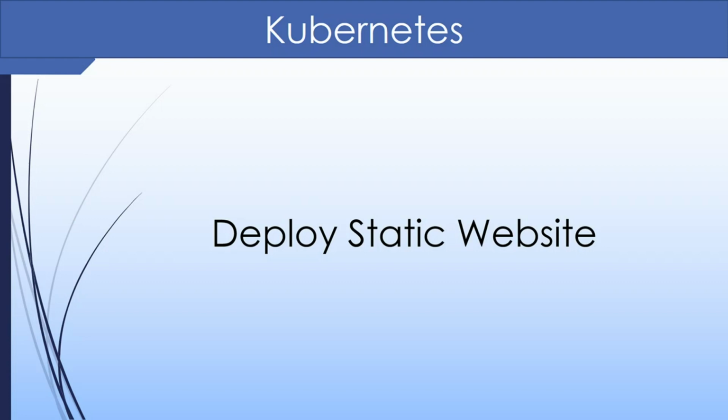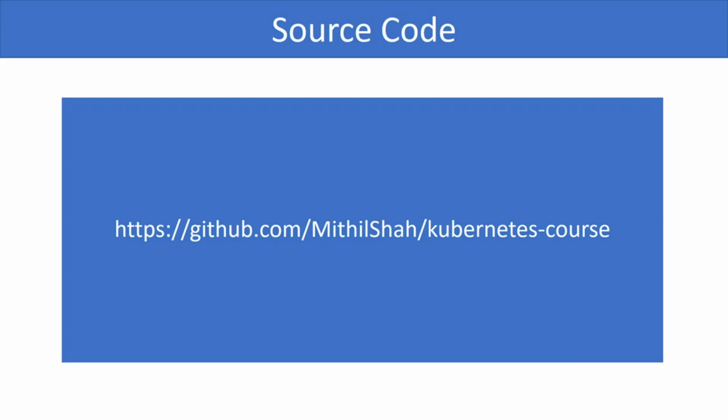In the first section, we saw a demo of a static website on Kubernetes. In this video, I will guide you through the actual process of deployment. At the end of this video, you should be able to deploy the static website on your own and play around with the cluster. The source code for all the exercises is on GitHub at https://github.com/shah Kubernetes course. This exercise is in the folder called Kubernetes static website.